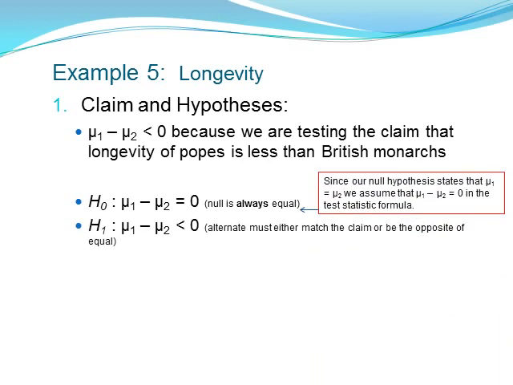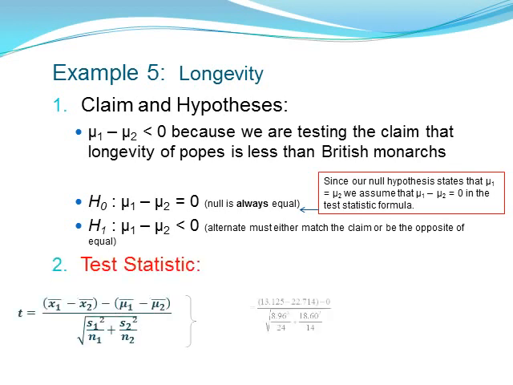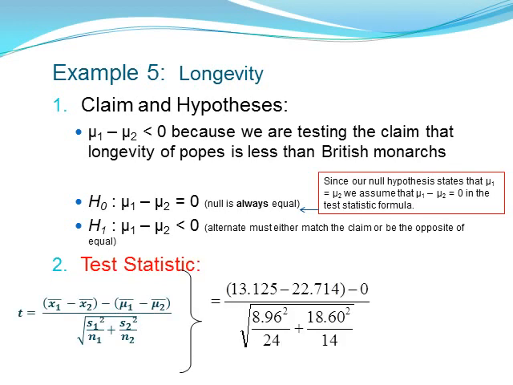And then our alternate hypothesis will either be matching the claim or be the opposite of equal. In this situation, we need to match the claim. Then we find the test statistic. So I have 13.125 minus 22.714 minus 0 divided by the square root of 8.96 squared over 24 plus 18.60 squared over 14, and this equals a test statistic of negative 1.810.